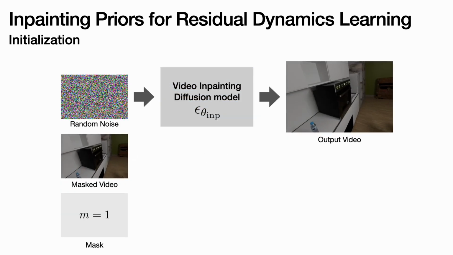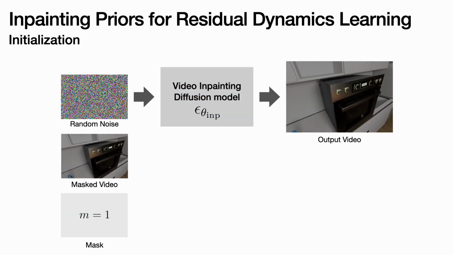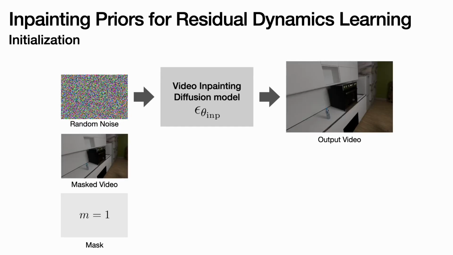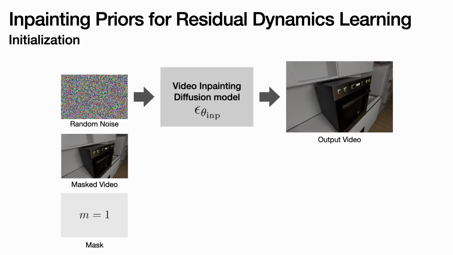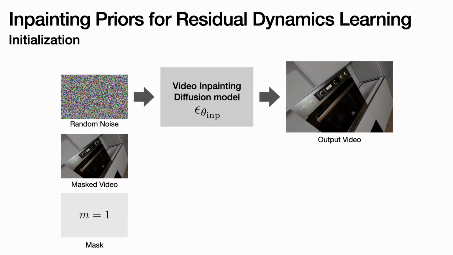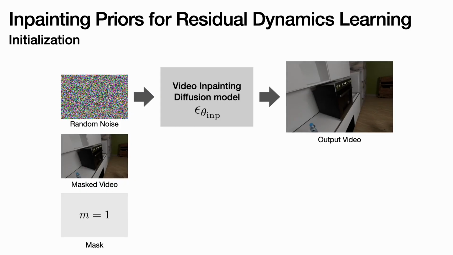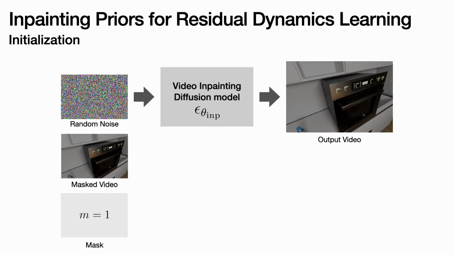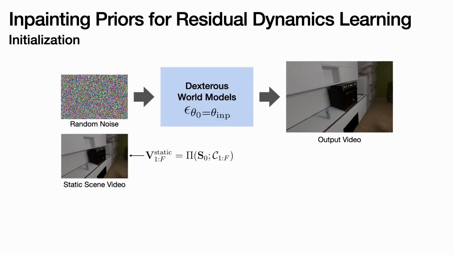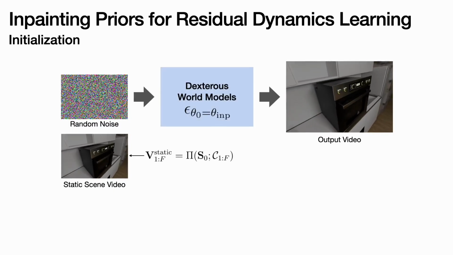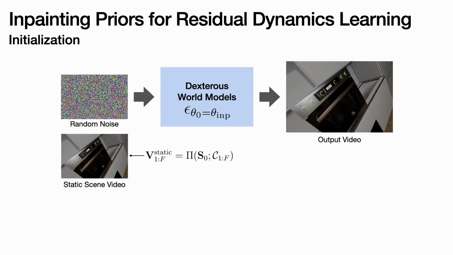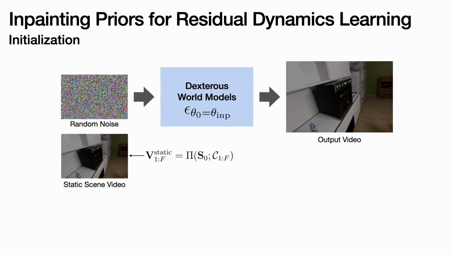To encourage this behavior, we start from a video inpainting diffusion model. A video inpainting model already learns to preserve visible context while generating missing regions. When the mask indicates that the full video is known, the model behaves as an identity mapping, while still retaining a strong generative prior. We initialize DWM from this model, so the static scene video becomes a strong base for preserving appearance and camera motion.